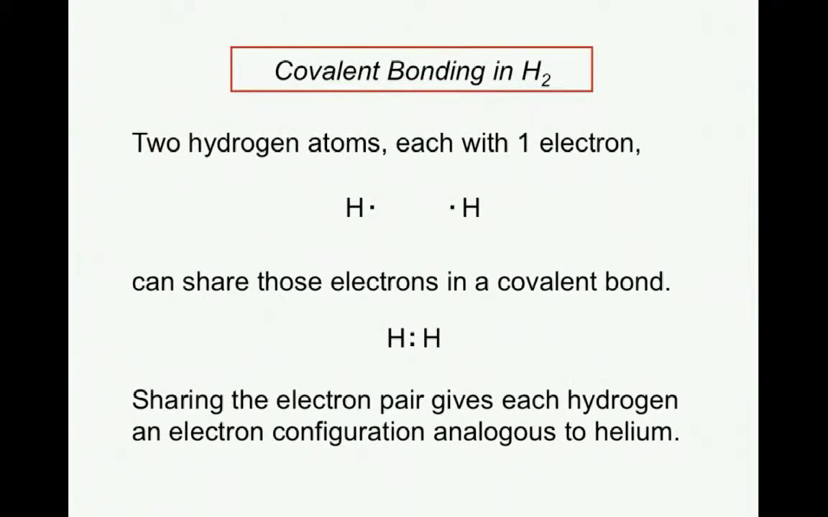According to the Lewis model, two hydrogen atoms can form a covalent bond by sharing the single electron in their outer valence shells to achieve the electron configuration of the noble gas helium. You can see down here in the Lewis structure that each hydrogen, the hydrogen on the left and the hydrogen on the right, have two electrons now shared between them in their outer shells.